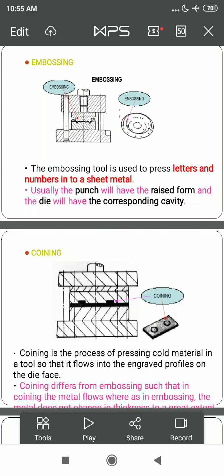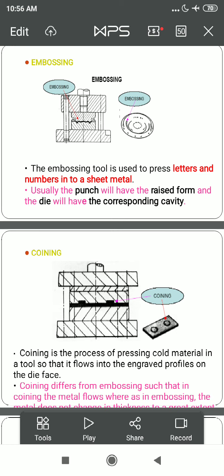Good morning everyone. Today we will discuss embossing. As you discussed in the last class, the various operations like blanking, piercing, trimming, shearing operations. These are the next very important operations of press tools: embossing operations. You might have seen number plates on vehicles, letters on boards. These are examples of embossing operations.